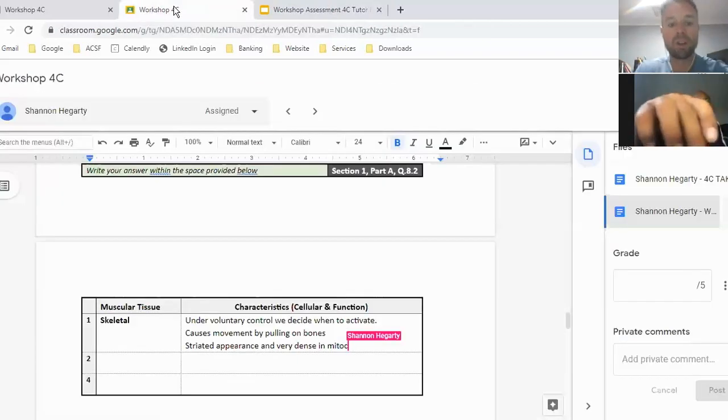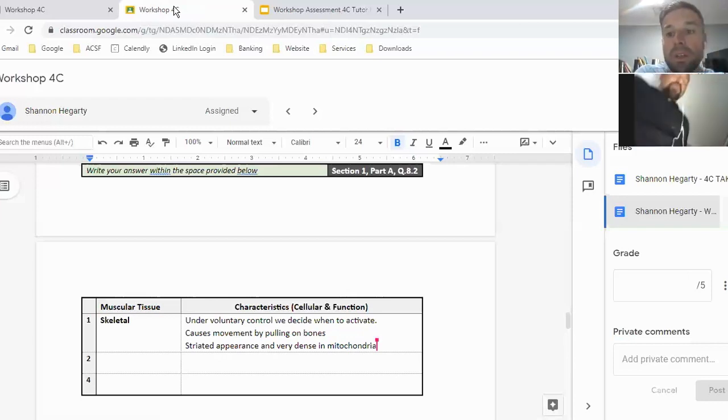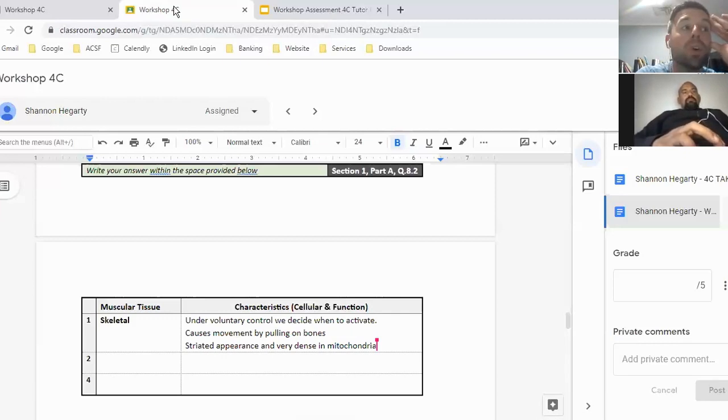Okay, so that's one type of muscle tissue. Now, what would be a second type of muscle tissue that we have in our body? I've learned all these before, but I've just gone blank. Well, what about your internal organs? Like your stomach and your digestive system and your esophagus.